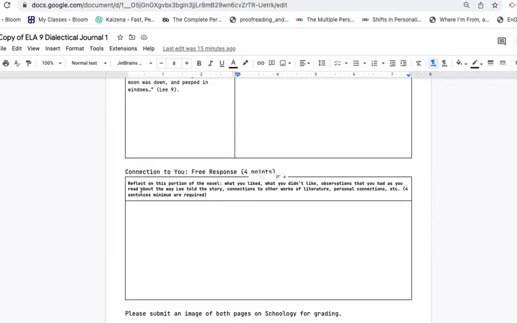Okay, lastly, this is my favorite part because I want you to just write about what you thought. So you get the opportunity to write about what you liked or maybe what you didn't like, observations that you had as you read about the way Lee told the story. So do you like all the Southern dialect? Do you like the little stories and tangents she goes on? Connections to other works of literature. Have you read something in your choice reading books that makes you think of anything? Do you have any personal connections?